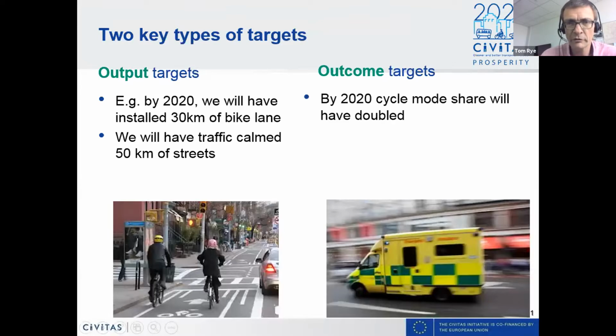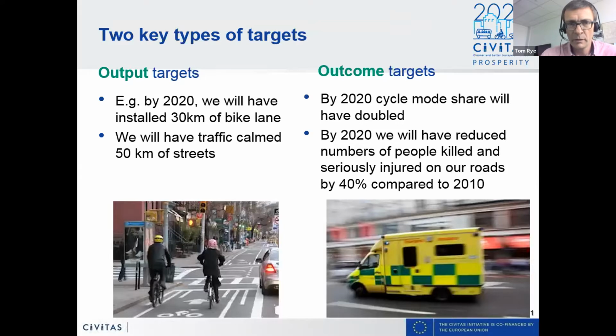On the other hand, the outcome target related. So why do you install bike lane? Well, because you want more cyclists.